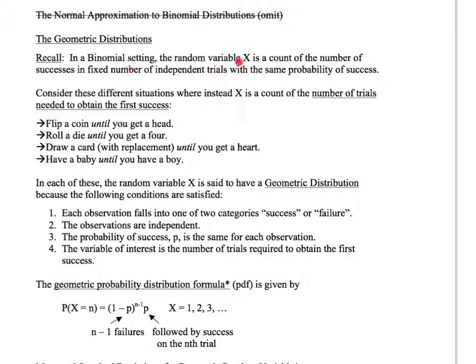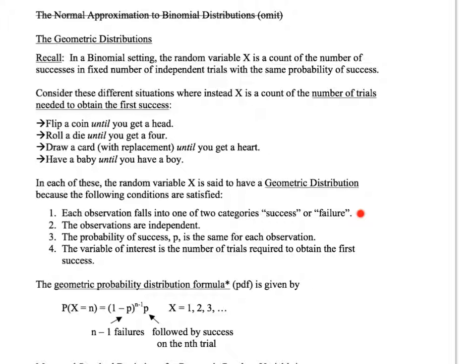In the binomial setting, it's important to remember that we were counting the number of successes in a fixed number of independent trials with the same probability of success. Consider these different situations instead, where x is a count of the number of trials needed to obtain the first success. So often in a chance process, we would like to watch that process until a first success occurs. Example: flip a coin until you get a head, roll a die until you get a 4, draw a card with replacement until you get a heart, have a baby until you have a boy.